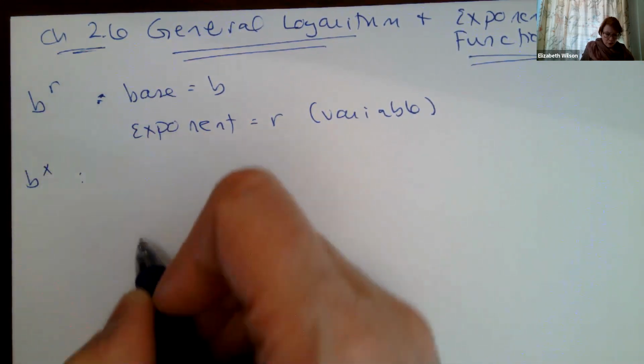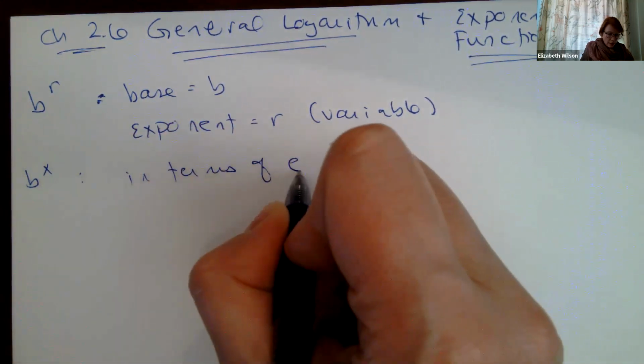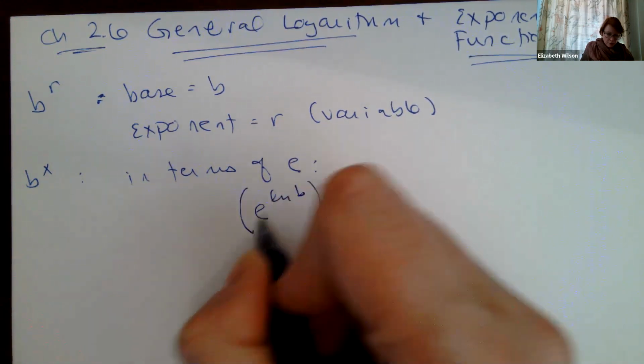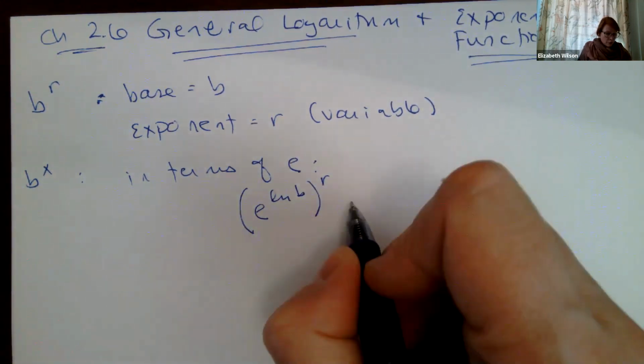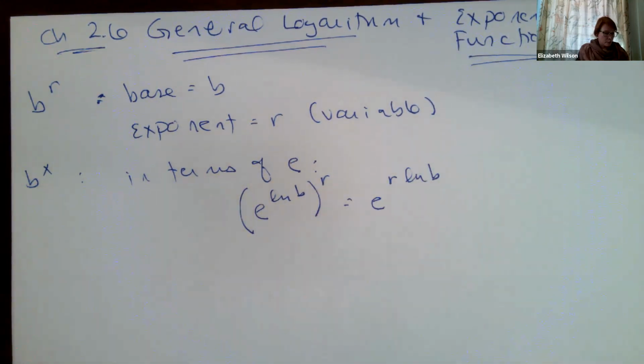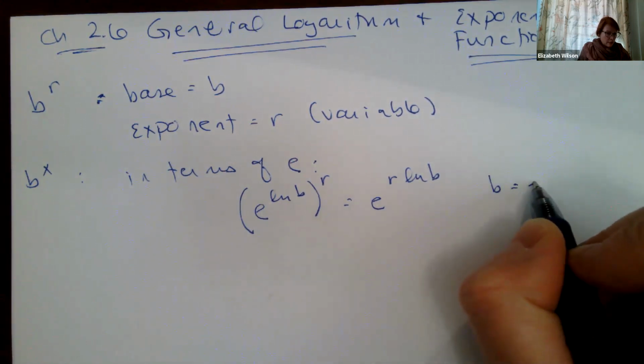If I write this in terms of e, I'm going to write e to the ln of b, and that whole thing is raised to the xth power, which looks like e to the x ln of b, because I'm multiplying the exponents together. In this case, b is equal to e to the ln of b.